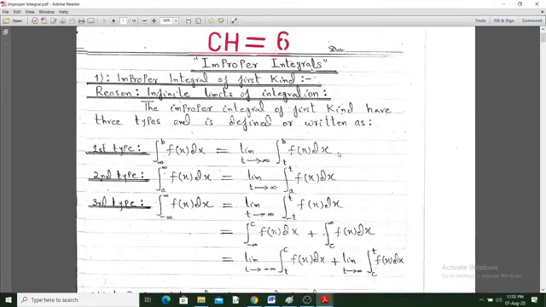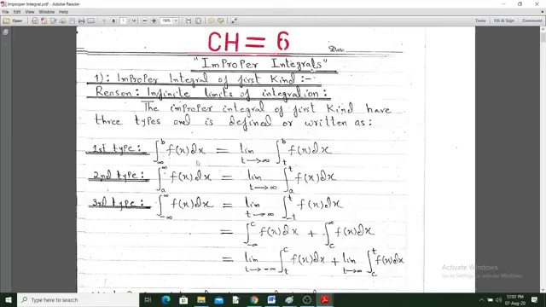So we have these two types of improper integral, and the question is how we solve these improper integrals. First let us discuss the improper integral of the first kind, and how we define or compute it. Let's see the improper integral of first kind and first type. In the first type, you know that the lower limit is infinity.